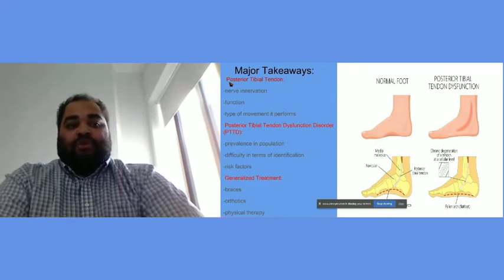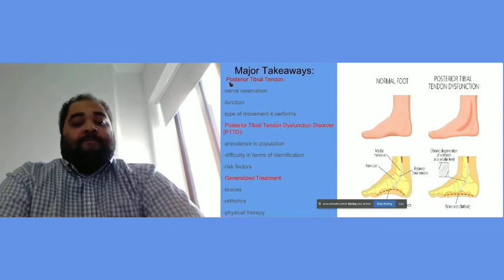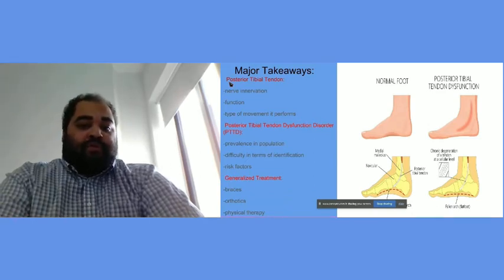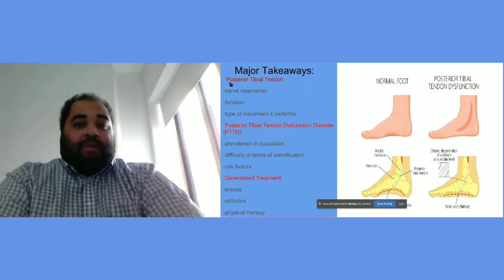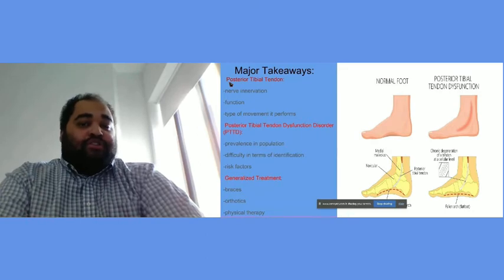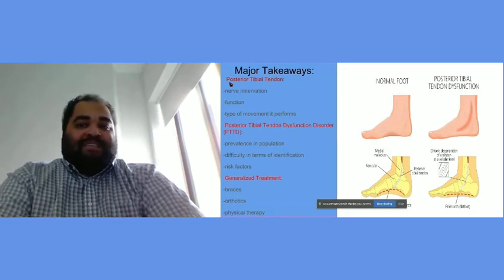For generalized treatment, braces, orthotics, and physical therapy are done that focus on rebuilding the arch support system of the foot. I added a picture to the right showing a normal foot with a normal medial longitudinal arch and a posterior tibial tendon dysfunction foot that has a fallen arch or a collapsed arch.